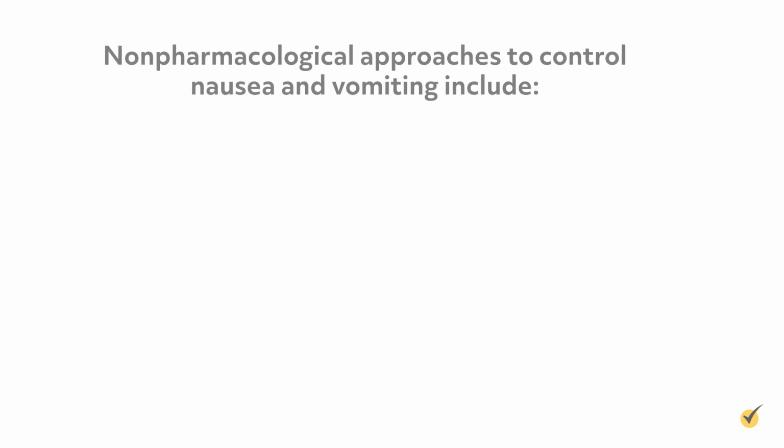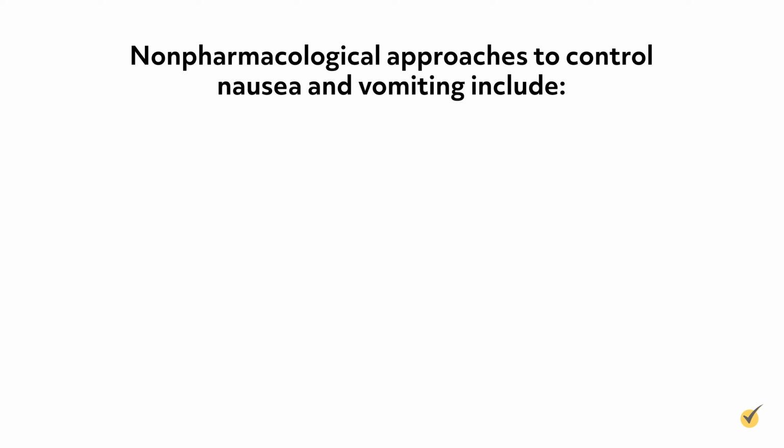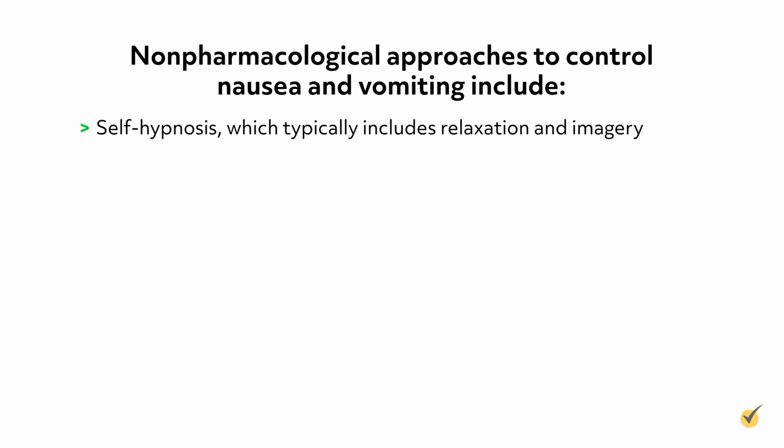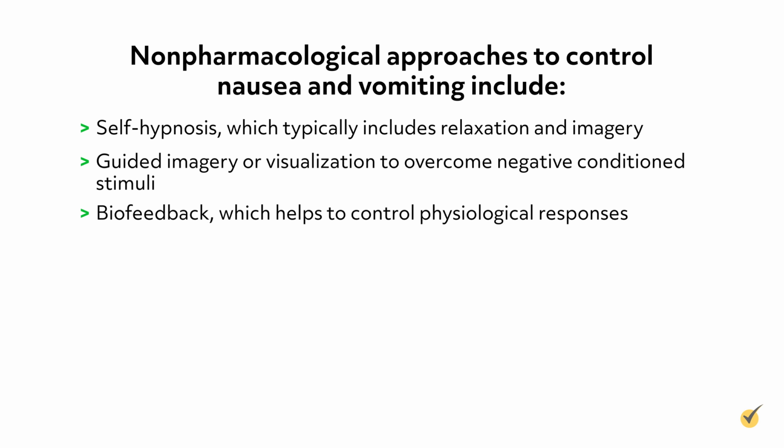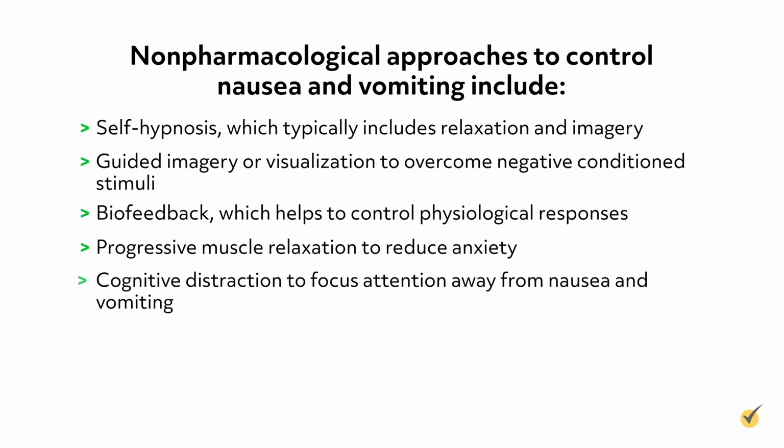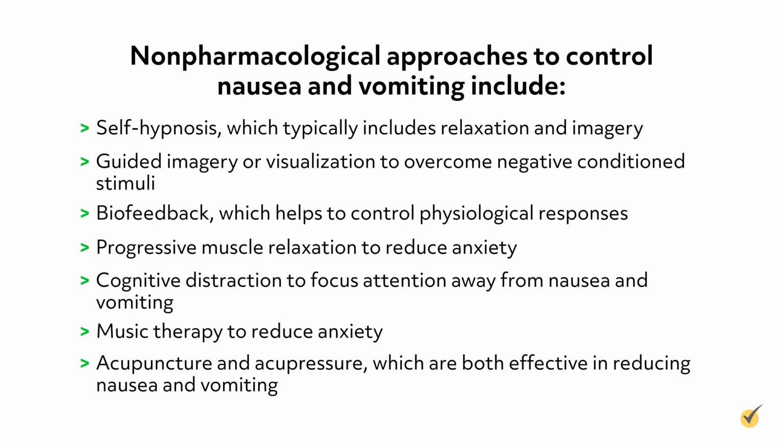Both non-pharmacological and pharmacological interventions are used to control nausea and vomiting. Non-pharmacological approaches to control nausea and vomiting include self-hypnosis, which typically includes relaxation and imagery, guided imagery or visualization to overcome negative conditioned stimuli, biofeedback, which helps to control physiological responses, progressive muscle relaxation to reduce anxiety, cognitive distraction to focus attention away from the nausea and vomiting, music therapy to reduce anxiety, and acupuncture and acupressure, which are both effective in reducing nausea and vomiting.